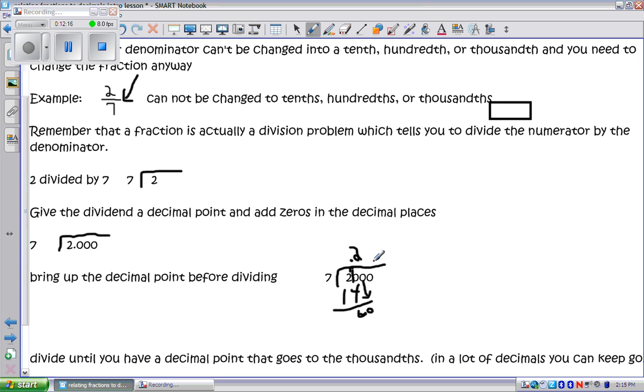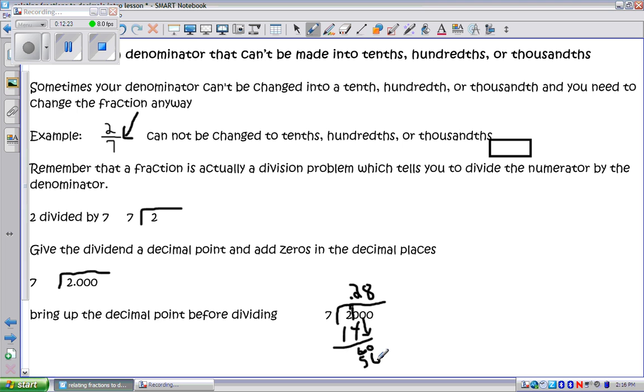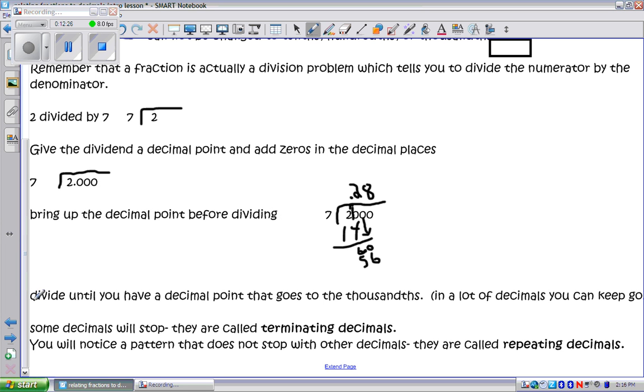7 goes into 60 how many times? 8. 7 times 8 is 56. Subtract it. I get 4. Bring one more 0 down. 7 goes into 40 how many times? 5. I could continue. I could round. I'm just going to stop and leave it at that. So in this case, 2/7, for me, I'm going to be close enough by saying it equals 285 thousandths.